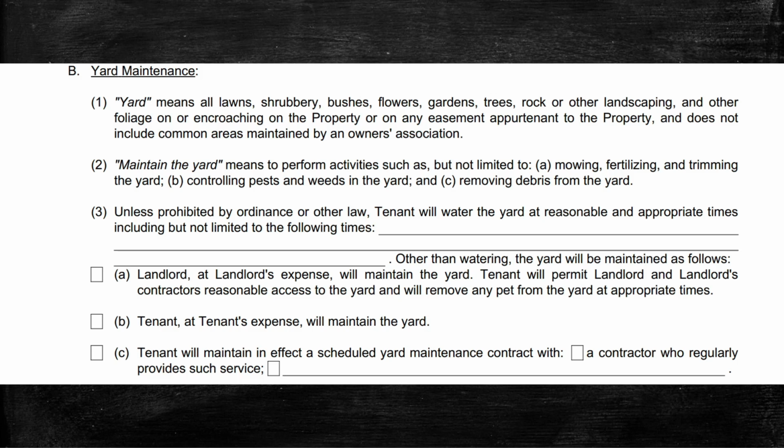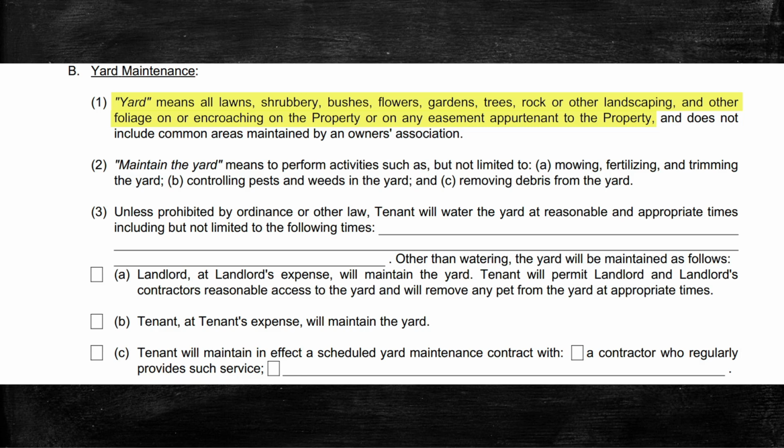17B talks about maintenance of the yard. Who is going to do it, and what do we mean? What is the yard? Well, they give us a definition in 17B1. The yard means all lawns, shrubbery, bushes, flowers, gardens, trees, rock or other landscaping, and other foliage that is on or encroaching on the property or on any easement that is appurtenant to the property or connected to the property.